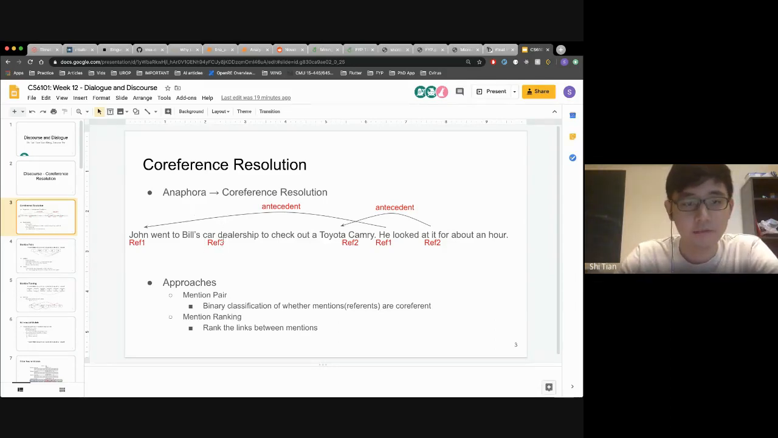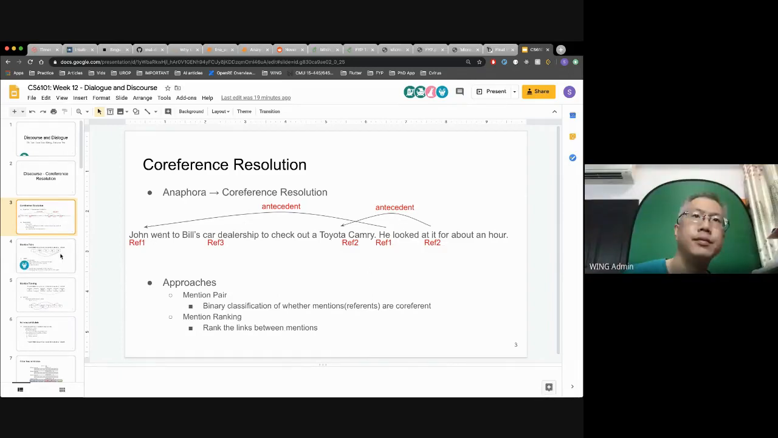To go ahead and solve this problem, there are mainly two kinds of approaches to coreference resolution. Firstly is mention pairing, which is basically a binary classification of whether mentions or references are coreferent. And then there's mention ranking, which is basically a ranking of the links between mentions, and then we'll take the highest ranked link for the mention.